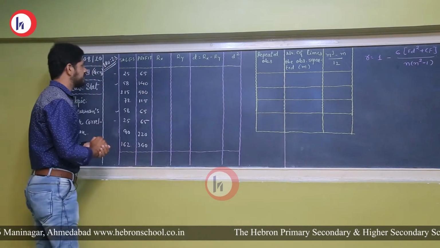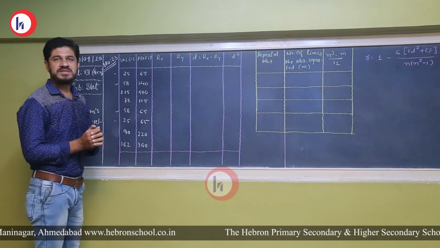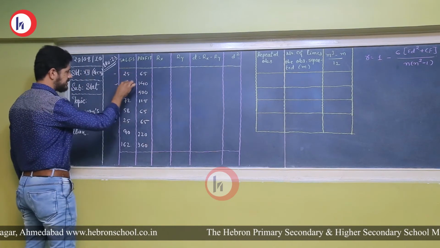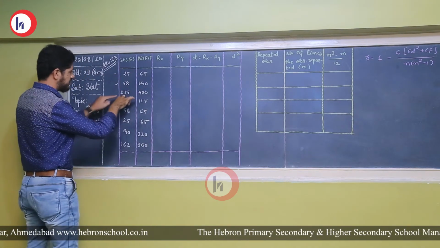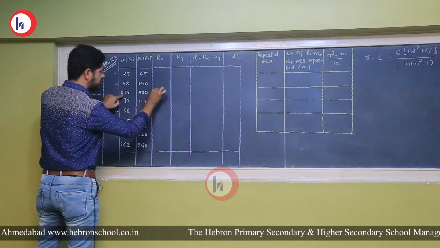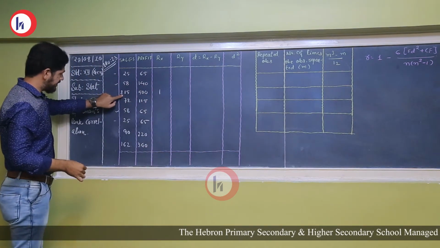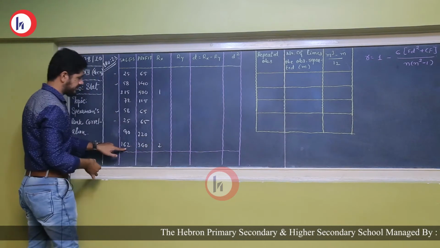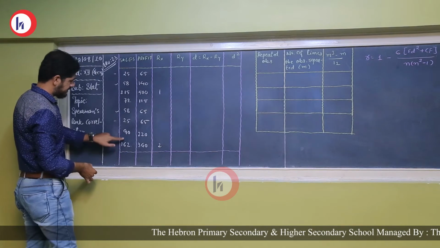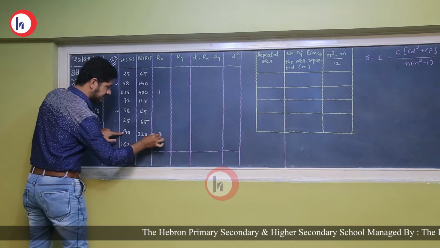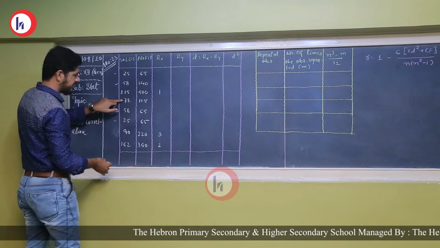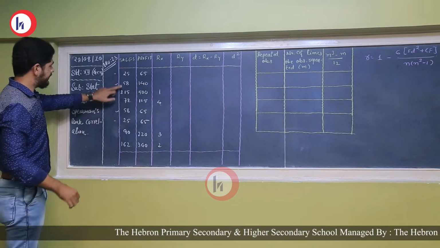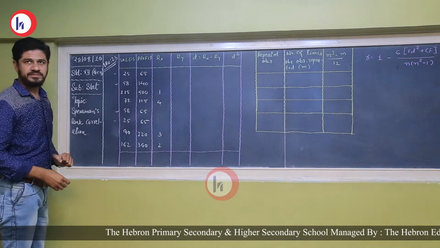So let's solve it. Again, we will start with the highest number. So the highest sales is 215. So we give the first rank to it. Then 162 will get the second rank. Next one, that is 90, it is the third. 72, it is the fourth. Now 58 and 58 is repeating.